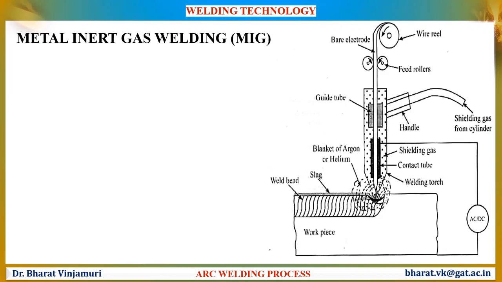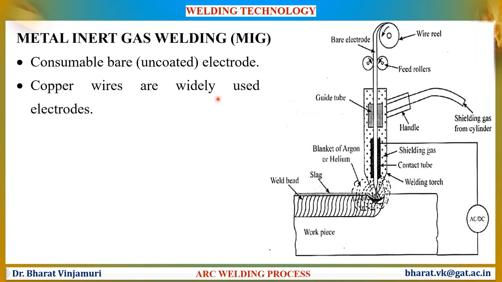The schematic diagram of the metal inert gas welding process is seen on the screen. This process makes use of consumable uncoated electrodes. Since the electrodes are consumable, the electrode will act as a filler rod. And since it is not coated, something else is required to protect the weld zone. In this case, instead of flux, a gas will be used to protect the weld zone. There will be no flux at all in this process.